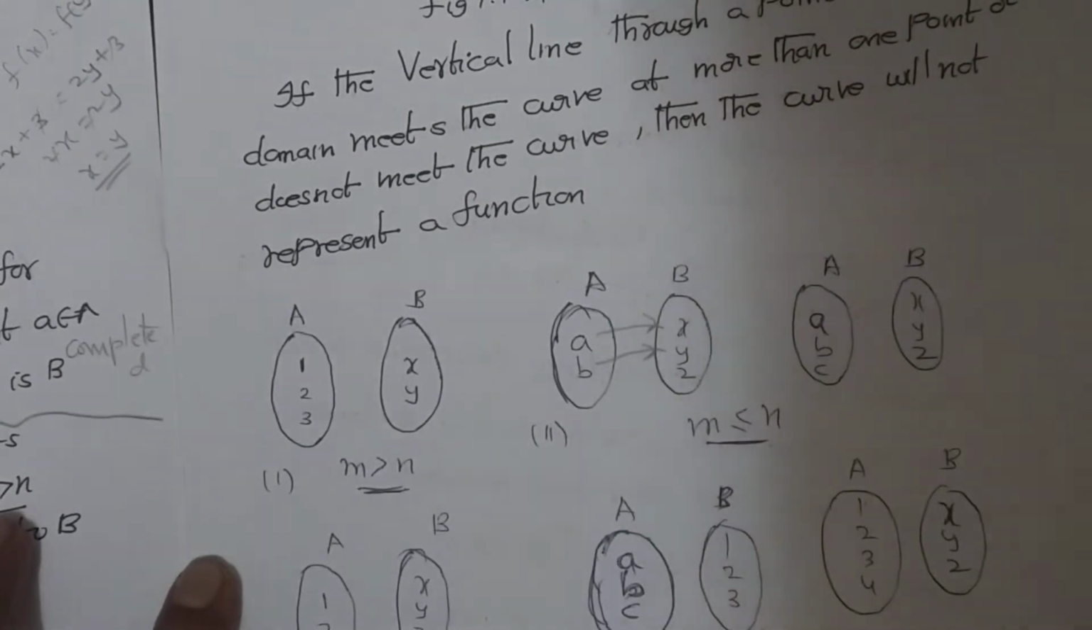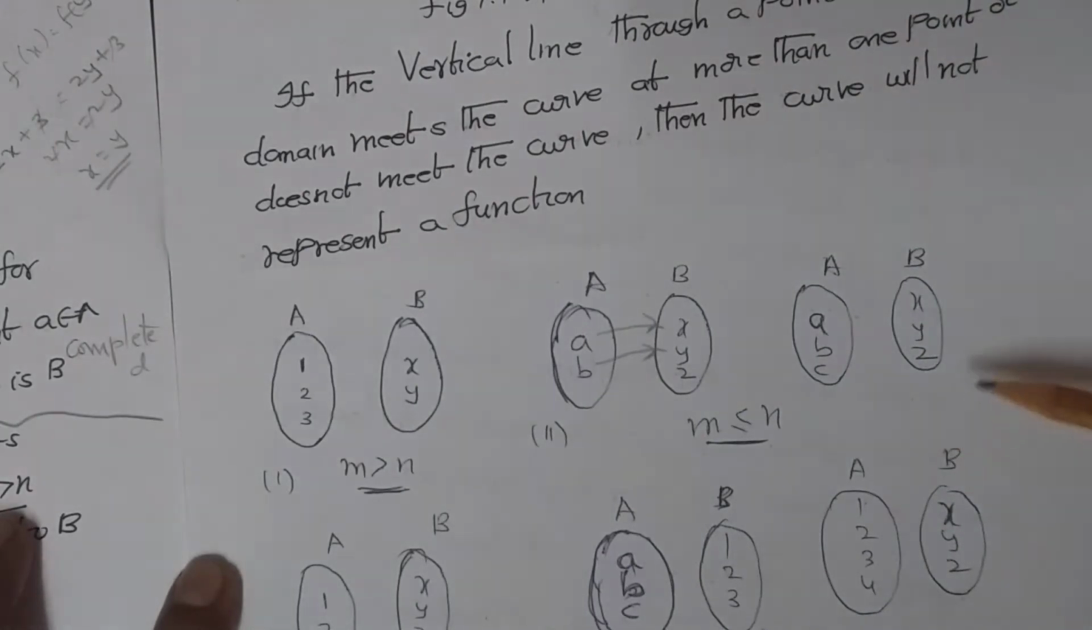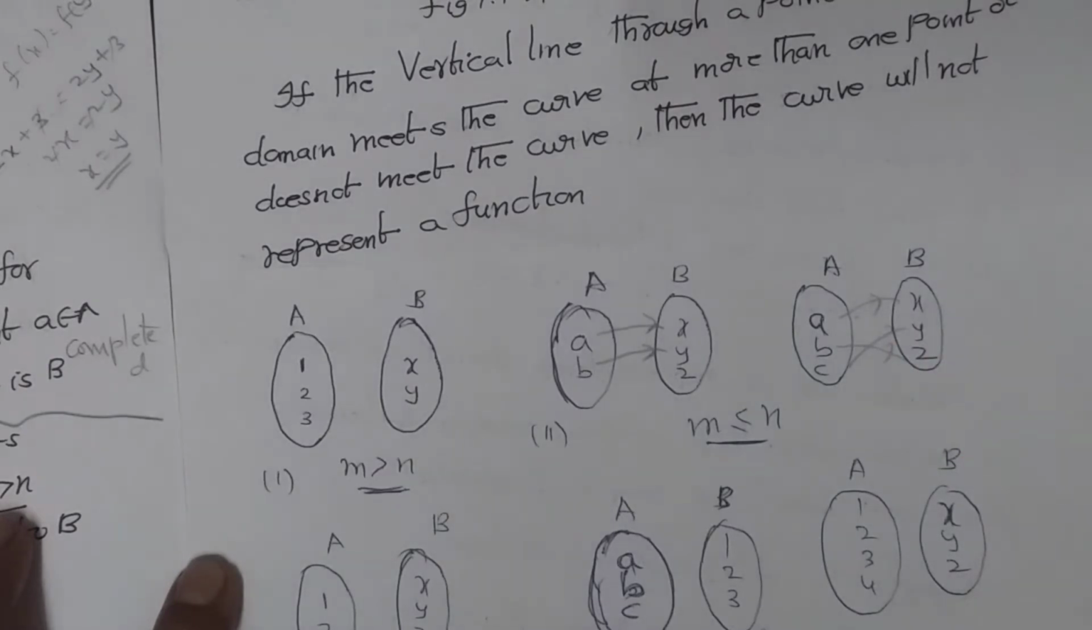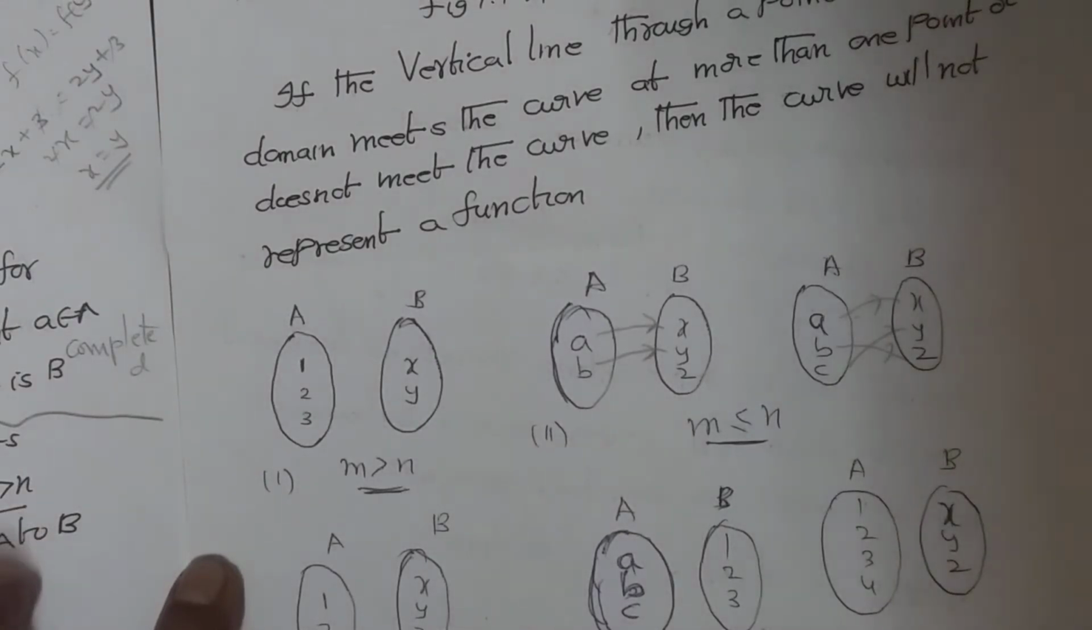Another case is what? Equal. For example, A, B, C, X, Y, Z. So A is mapped with X, B is mapped with Z, C is mapped with Y. So this is possible. So this is your second case. When M is less than or equal to N, then you can frame a one-to-one function from set A to set B.